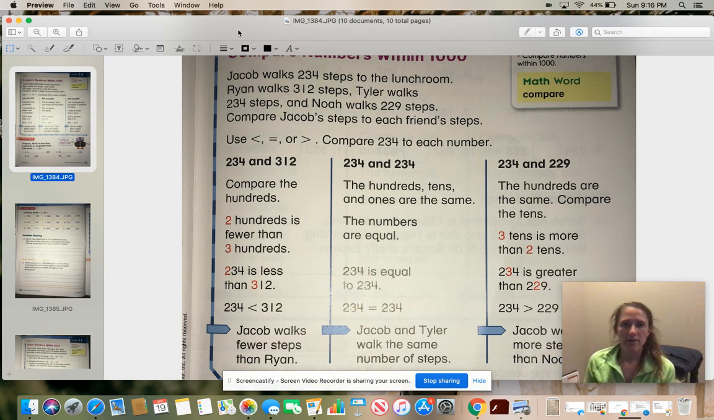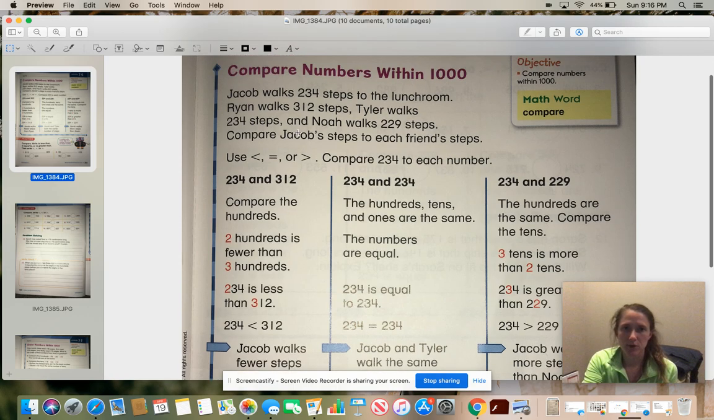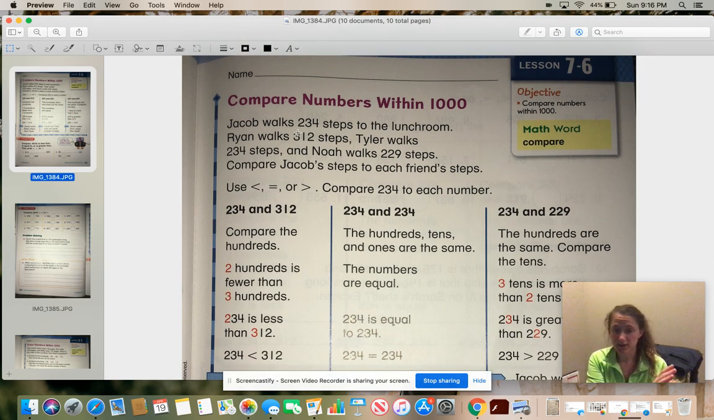Today for our math lesson, we're going to be comparing numbers. And I know we all know how to do this. This is one of our best math things that we're already super good at. So let's review our signs.